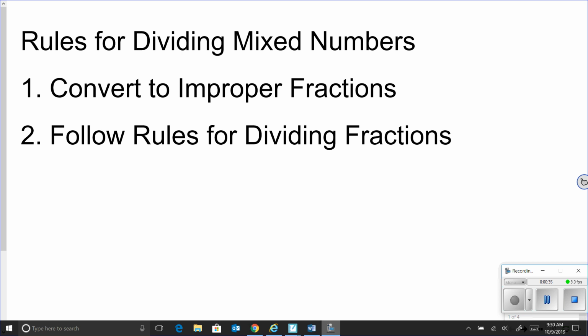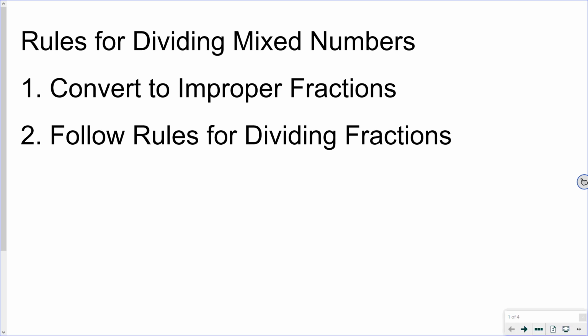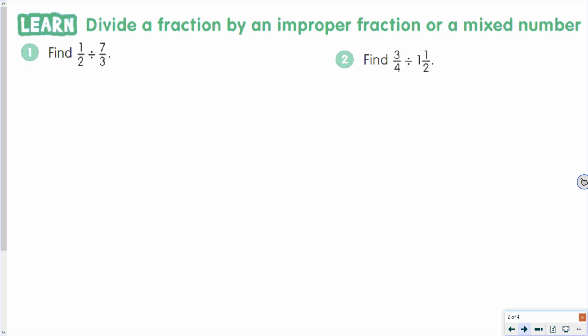So not much difference today between this lesson and the previous lesson, other than we will have to convert some mixed numbers into improper fractions. So just to review, here we have two fractions, 1/2 divided by 7/3. So we keep the first number the same. We change division to multiplication. We use the reciprocal of the second number. We look to simplify because we will be working with smaller numbers. There's nothing that we can simplify here. 3 times 1 is 3. 2 times 7 is 14.